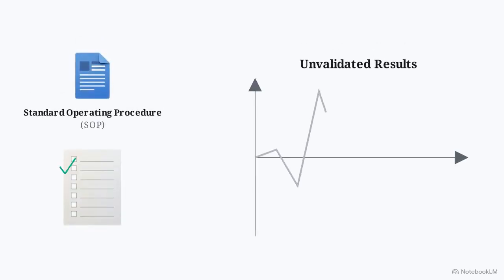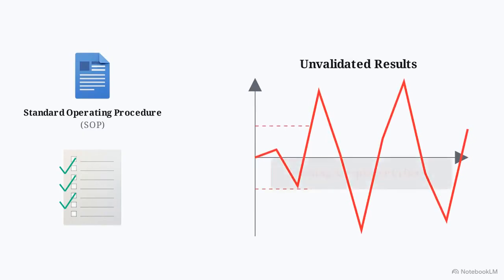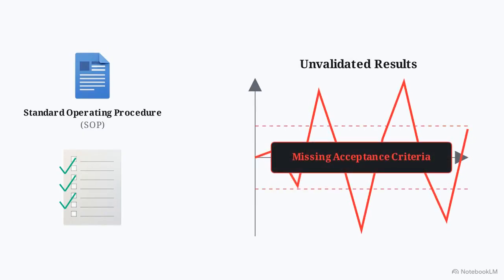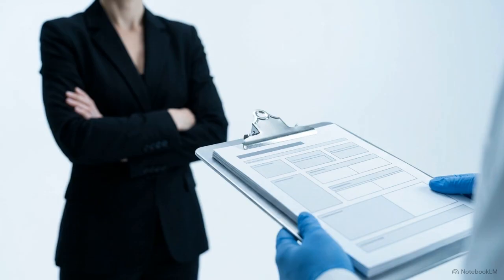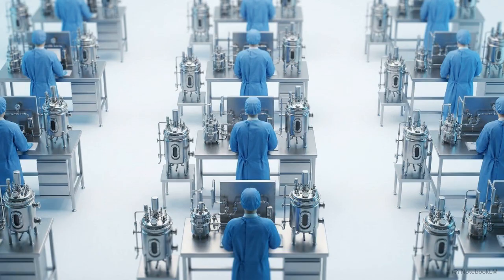Relying solely on an SOP for a new process is a major risk. An SOP tells you what to do, but it lacks the pre-approved acceptance criteria needed to validate that the results are consistent. Flawless execution of a daily routine proves nothing to an auditor if the underlying process was never validated by a protocol. Once the process is validated, everyday SOP execution takes over.